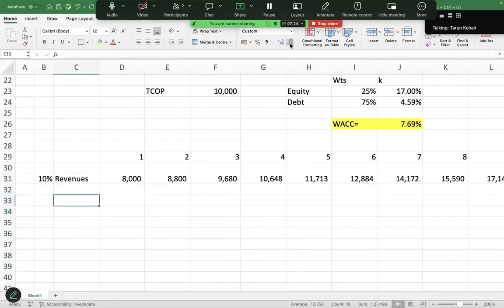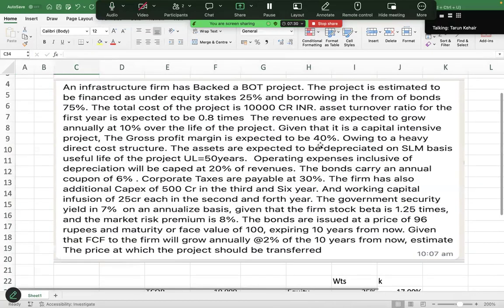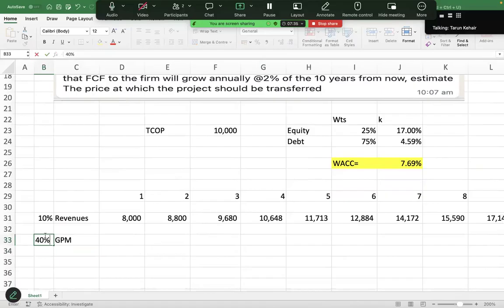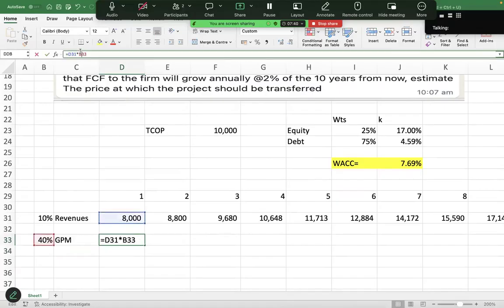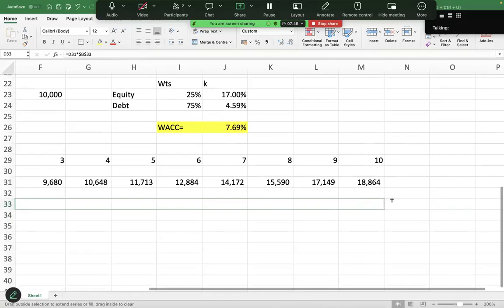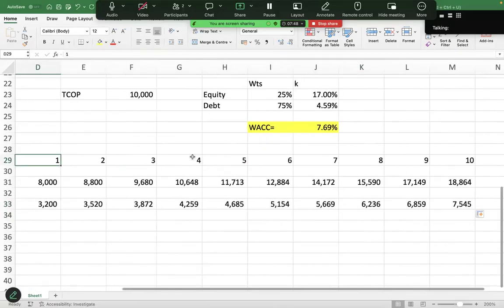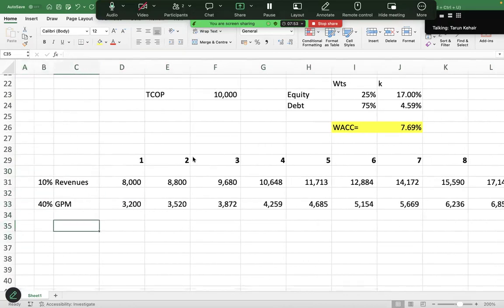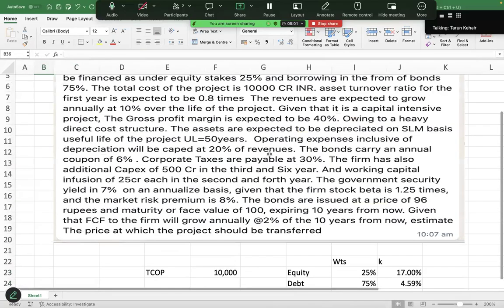So now, have they given you your GPM also, gross profit margin? कितना है? So GPM is 40%. So we can straight away arrive at gross profits. Now, once you have your GPM, next is your depreciation and your OPEX. OPEX कितना दिया है? What is the OPEX percentage?